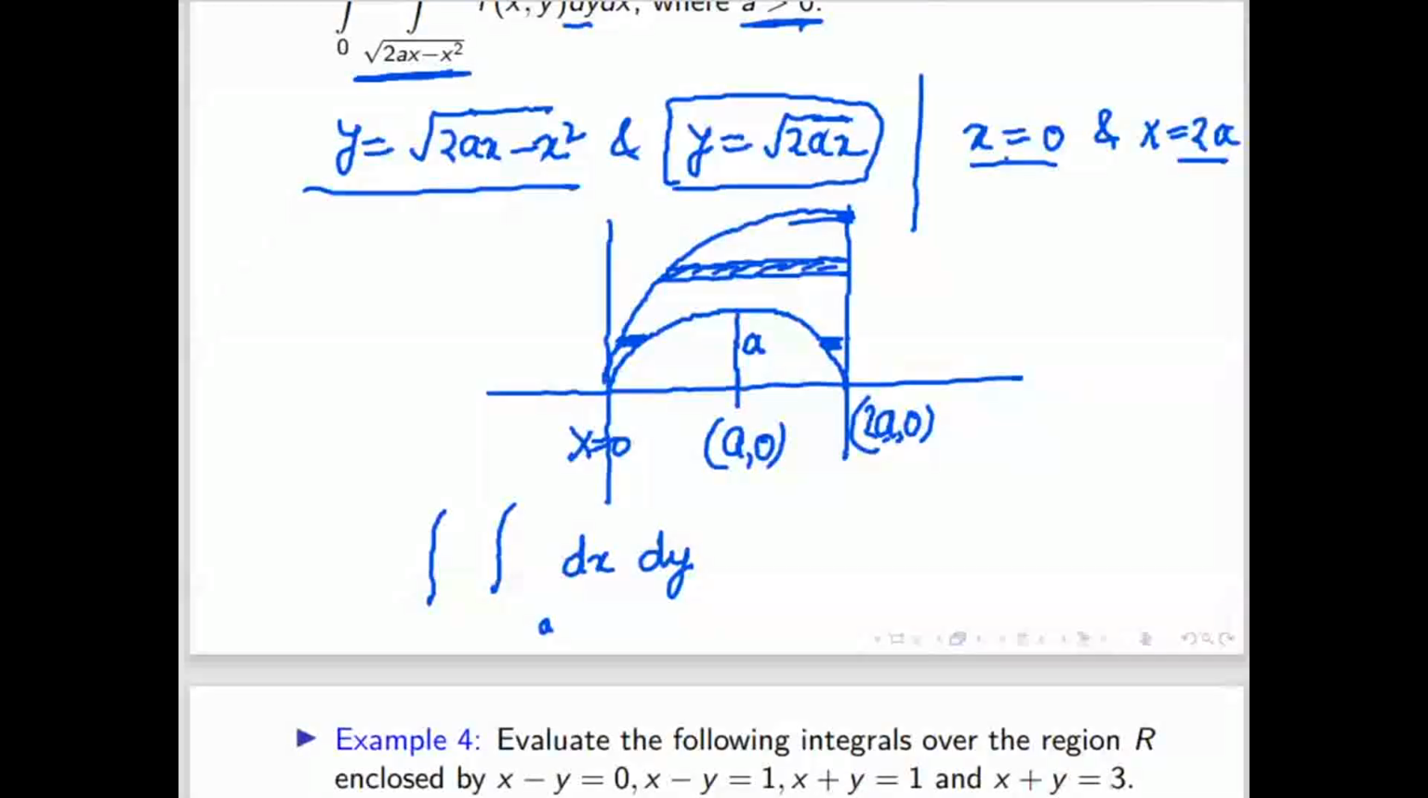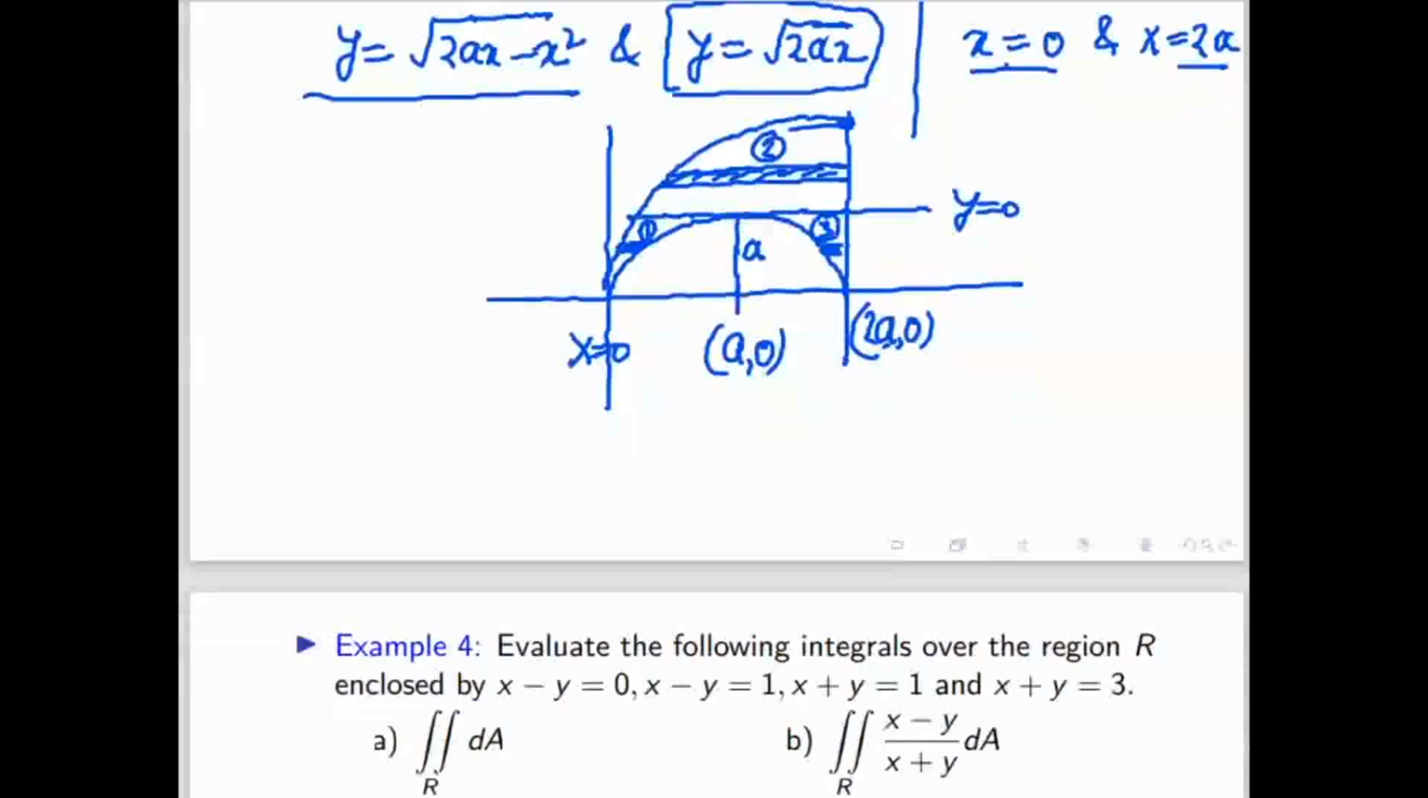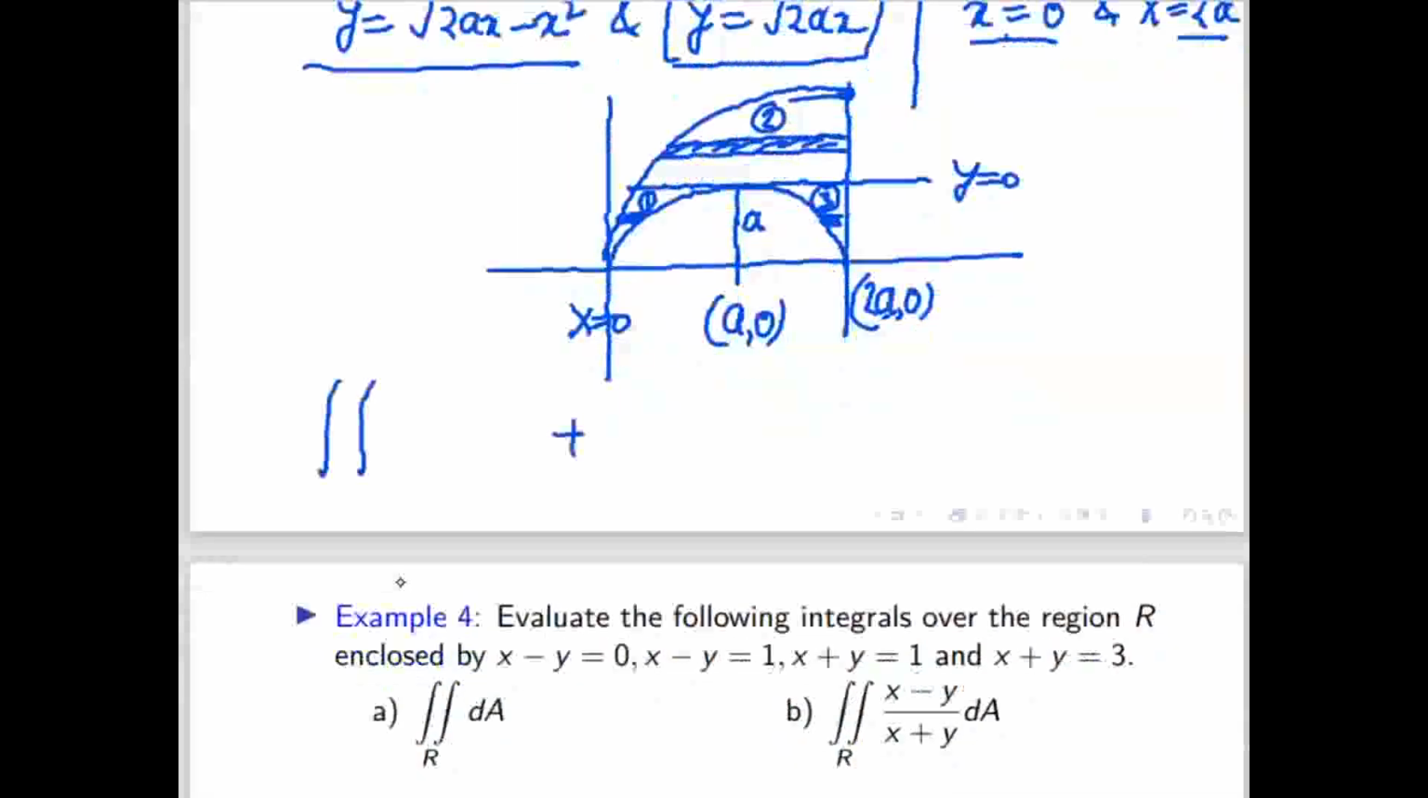So what we have to do, we have to divide the original region into parts. That means 3 different parts. So I will draw this parallel line. This is y equal to a. So now we got 3 regions, and for all 3 regions we will find the limits. This one is region 1, this one is region 2, and this one is region 3. So all three integrations will come.